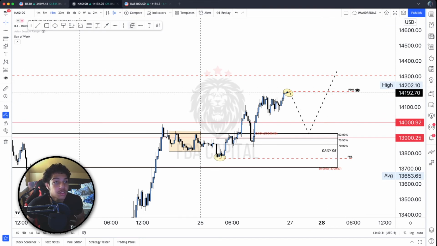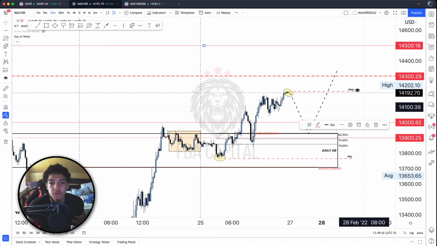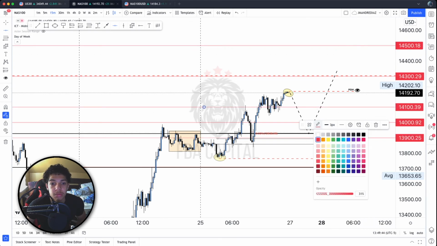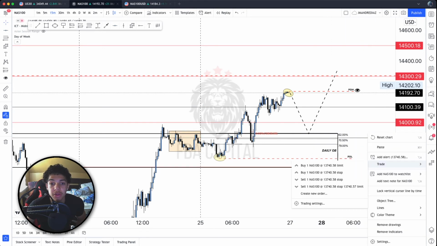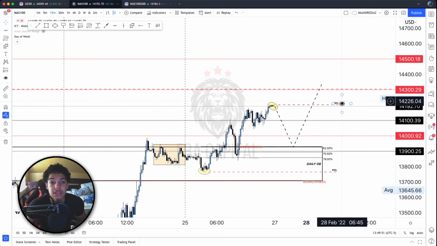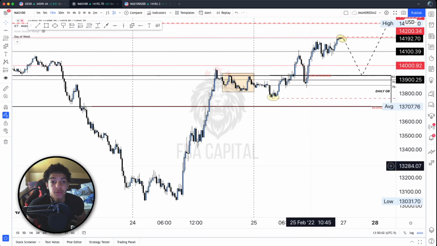Now, where am I going to be targeting price-wise? We got 14,300, which is right up here at this high from the previous day, which is liquidity. We have 14,500 up here, 14,100 in here. I'm going to make this one black. I'm going to make 13,900 black also, just because these aren't my main big figure levels I like to use. But nonetheless, they can still be used. And then we have 14,200 right over here where price closed at. So right in here. So this is overall what I'm expecting right now for NAS100.